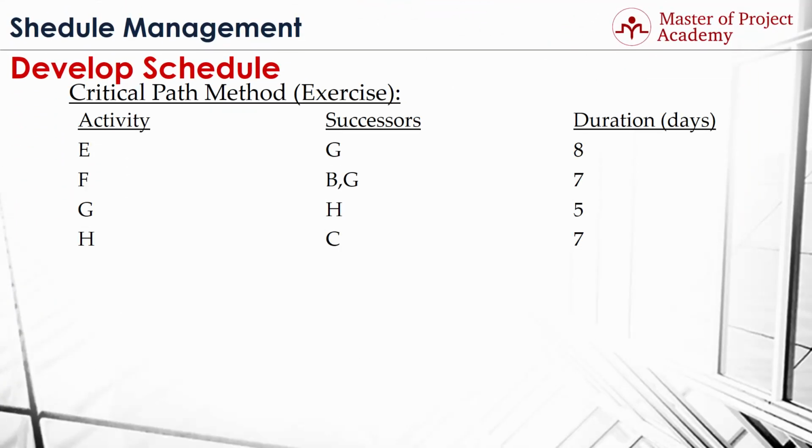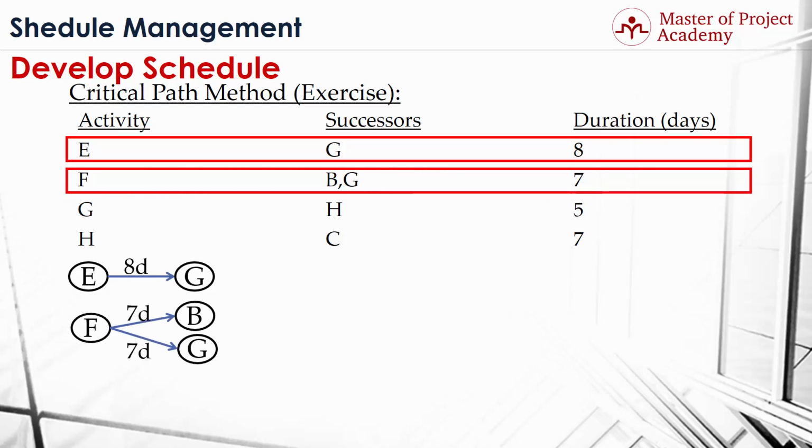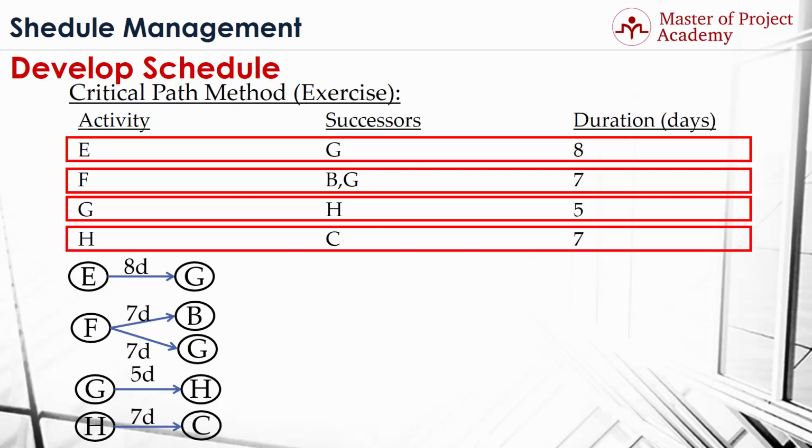Now, we will draw the relationship of the last 4 activities. First, we draw the relationship of activity E and G, as you see on the screen. Activity E is followed by activity G, and its duration is 8 days. Activity F has 2 successors, B and G, and activity F's duration is 7 days. Activity G is followed by activity H, and its duration is 5 days. And finally, activity H has a successor, activity C, and its duration is 7 days.